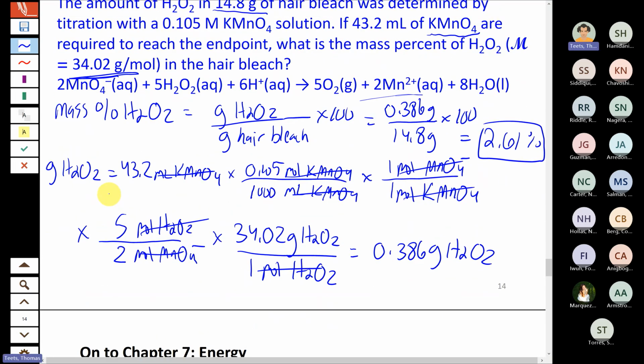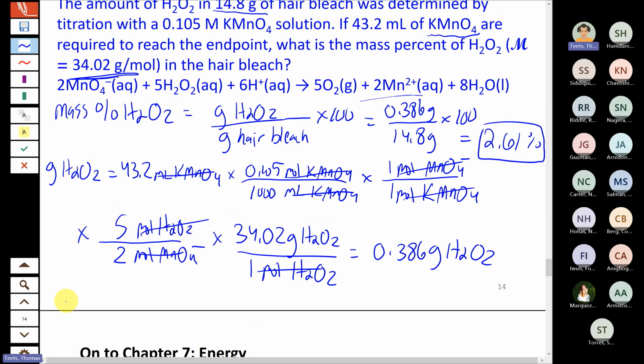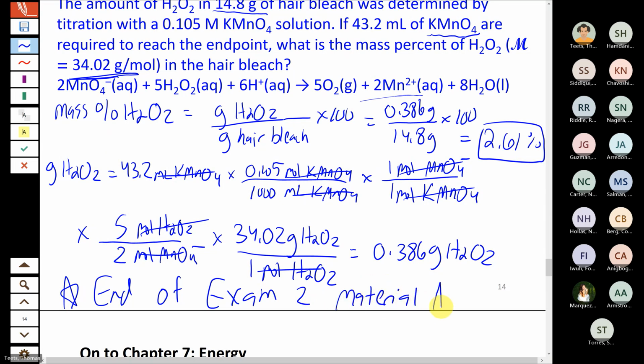All right, I think that's the end of chapter 6, so I'll try to mark it here. This is the end of exam 2 material. All right, so everything else that we covered today and on forward will be on the third exam or the final. So we're ready to transition then into chapter 7.